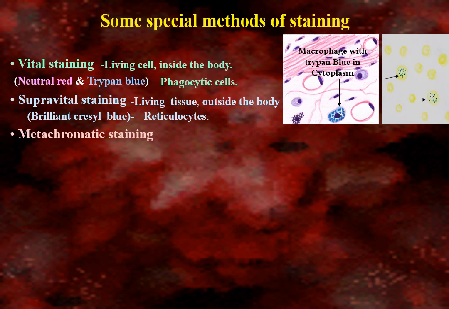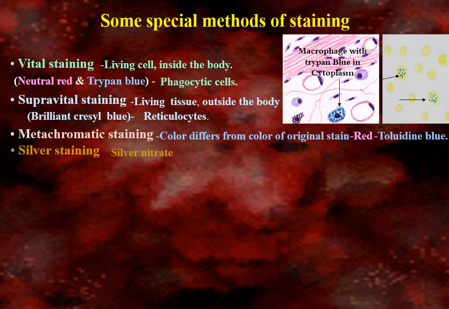Metachromatic staining is the staining of a tissue by a color that differs from the color of the original stain, as the granules of the mast cells, which accept a red color after staining with toluidine blue.